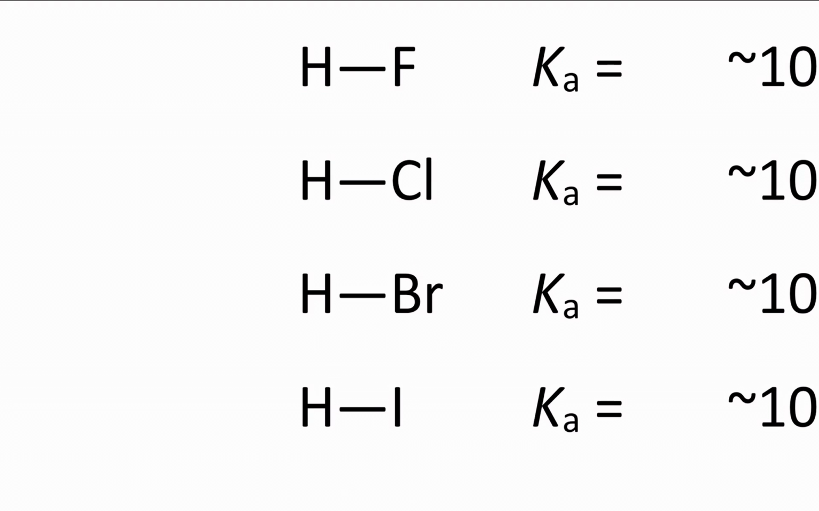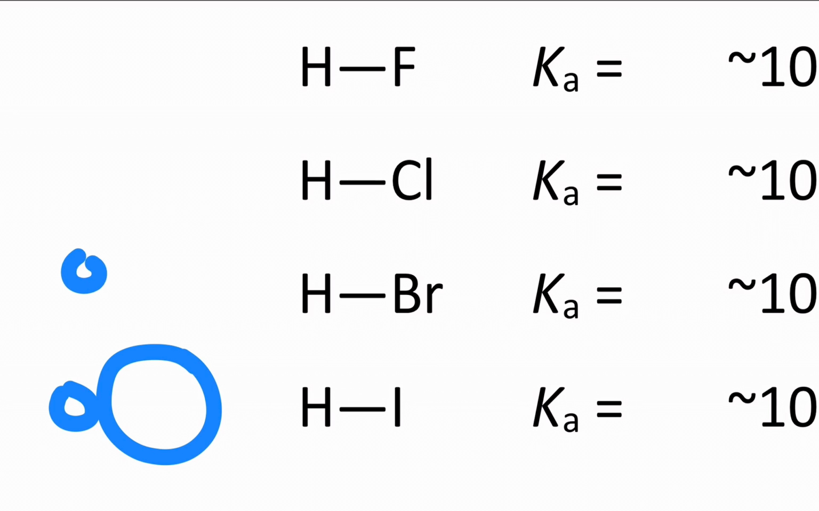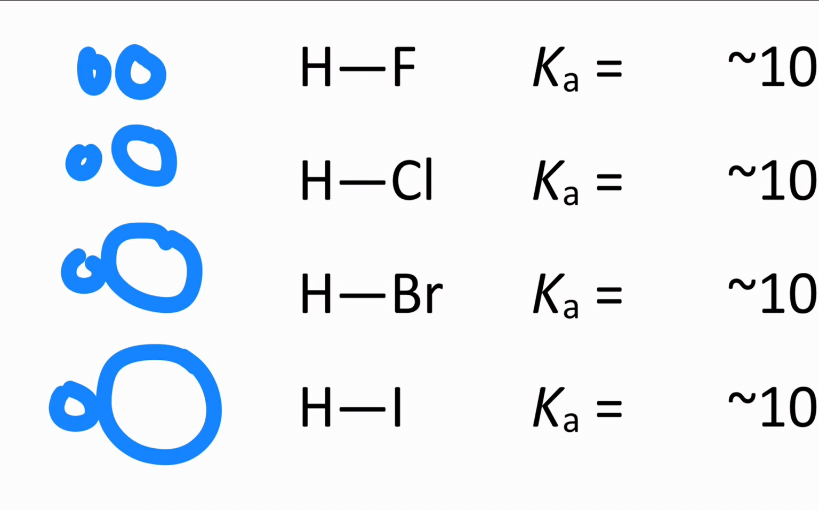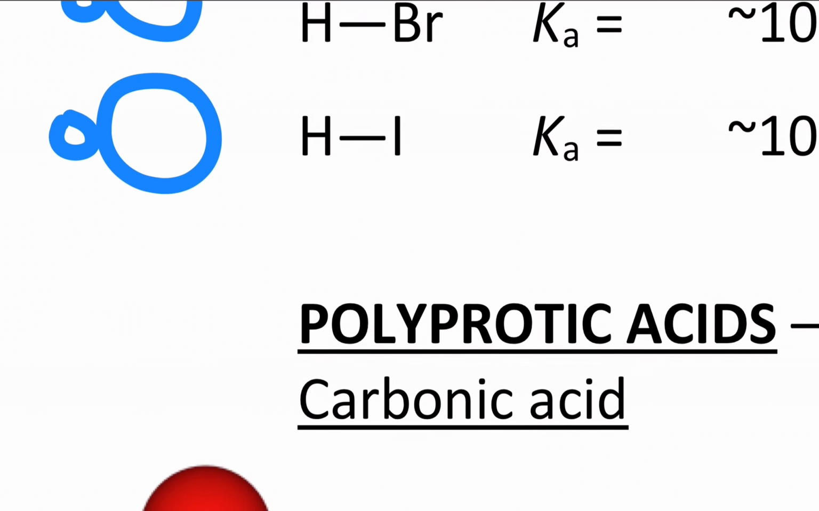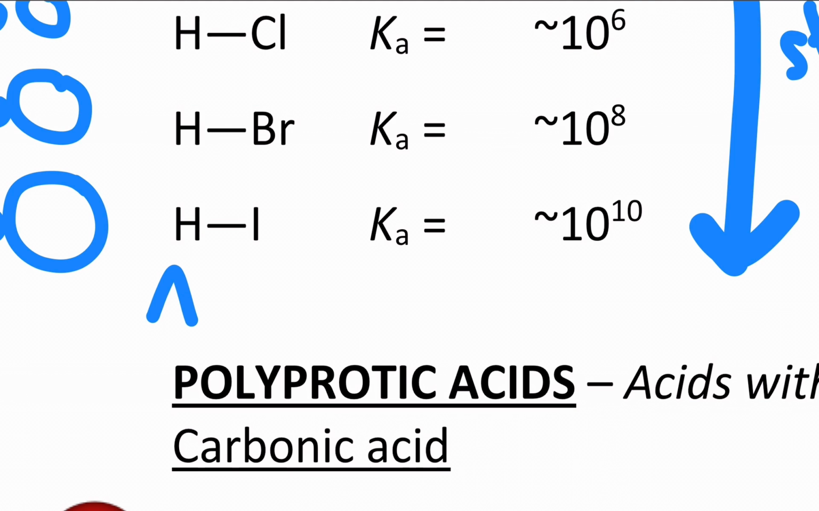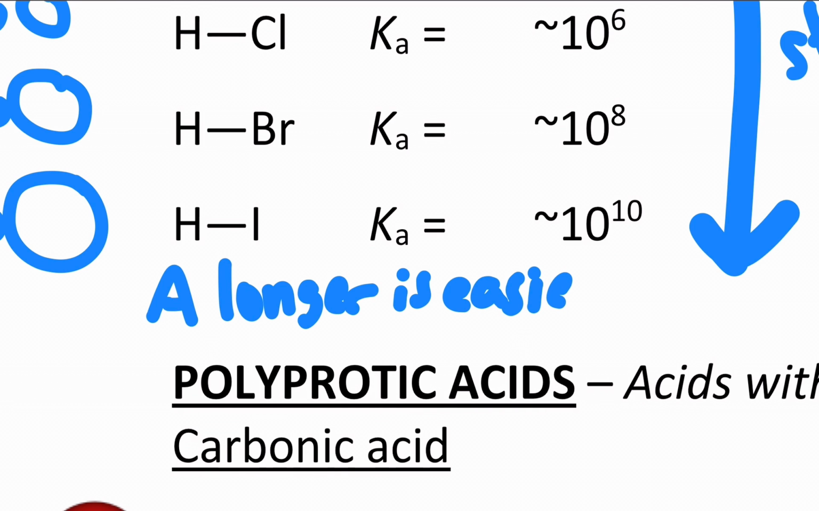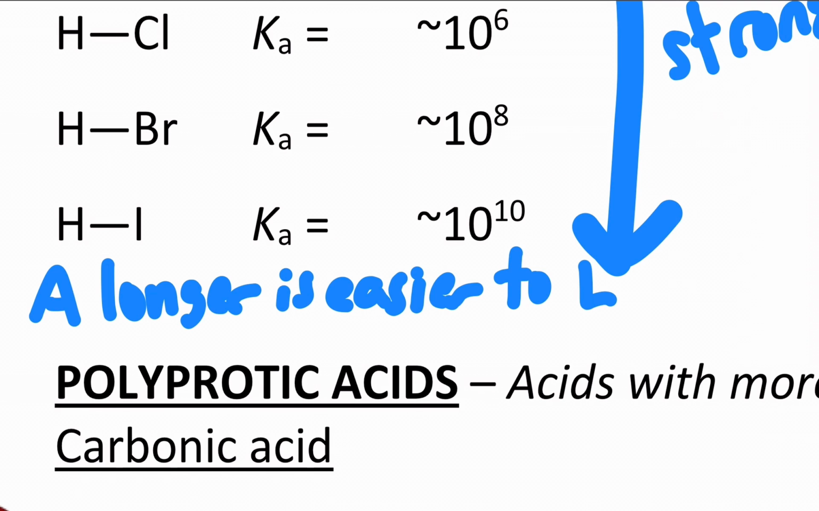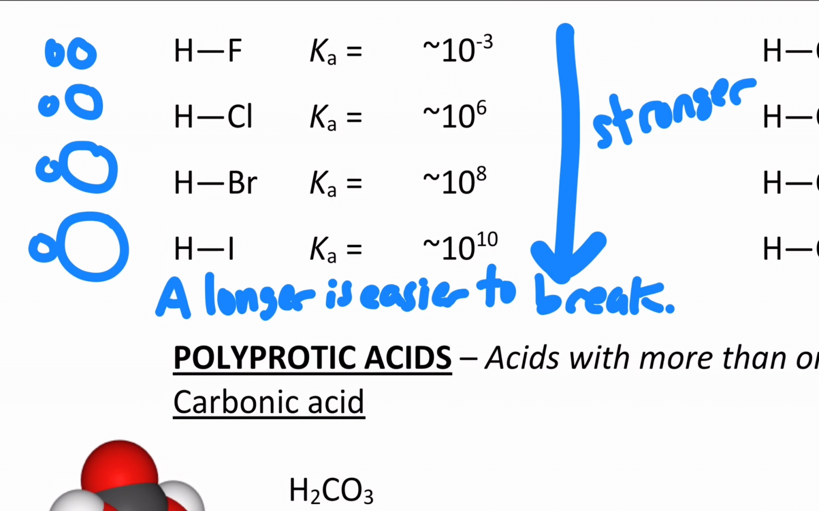So these are not currently drawn to scale, but what if I had to? I could have a little H attached to an iodide versus a little H attached to a bromine, a little H in a chlorine, and a little H in a fluorine, not perfectly to scale. But that gives you a sense of the fact that as you go down, the atomic radius gets larger and larger and larger, and then therefore the bond length is longer and easier to break. So a longer bond is easier to break. And that goes with a stronger acid.